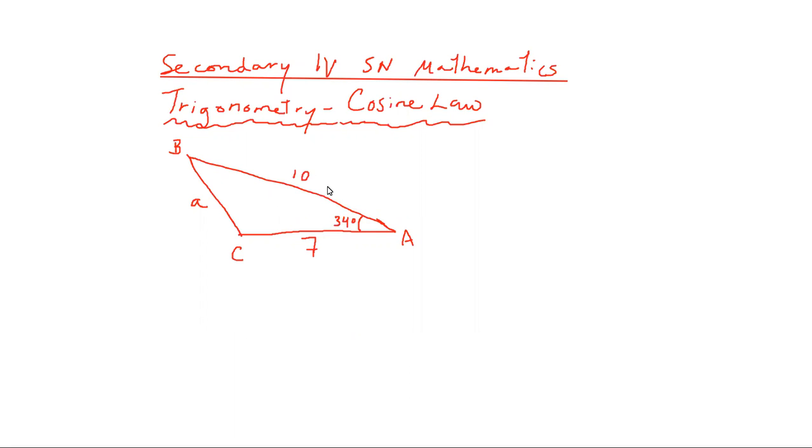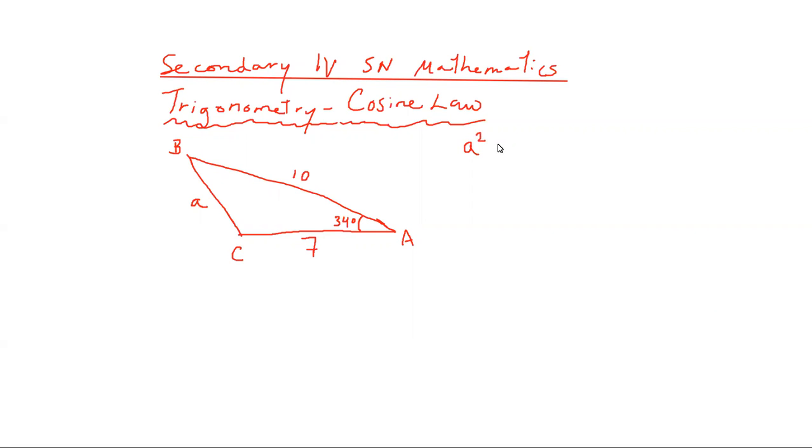So the easiest way to recognize that you need to use cosine law is essentially you see the angle being sandwiched in between two sides. So what does the cosine law look like? Well, if we're looking for side A, this is what it looks like.